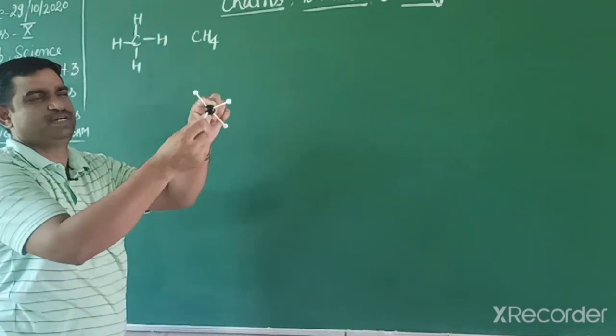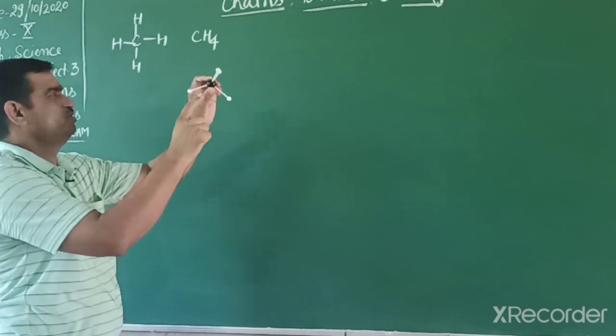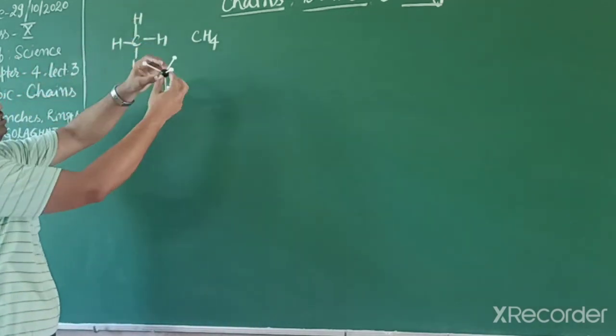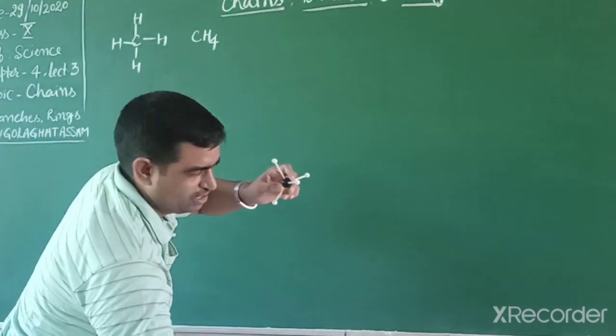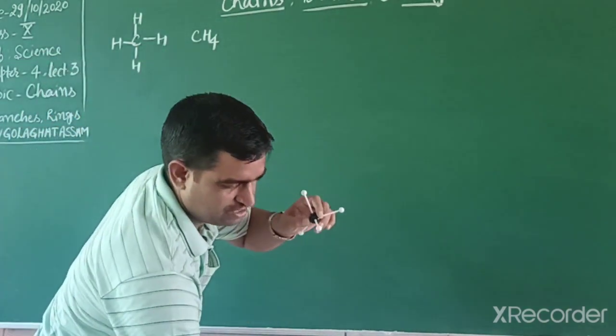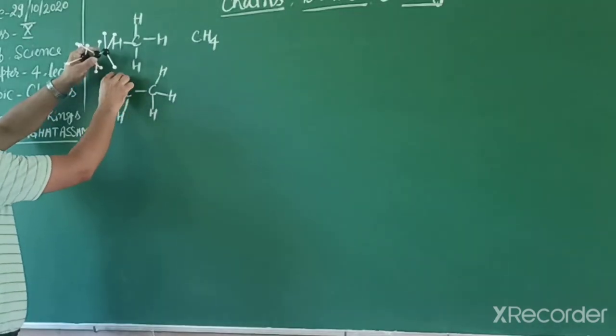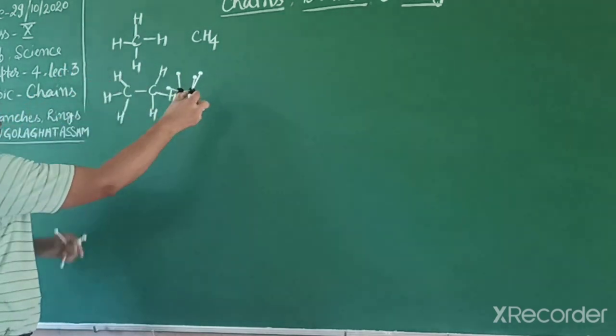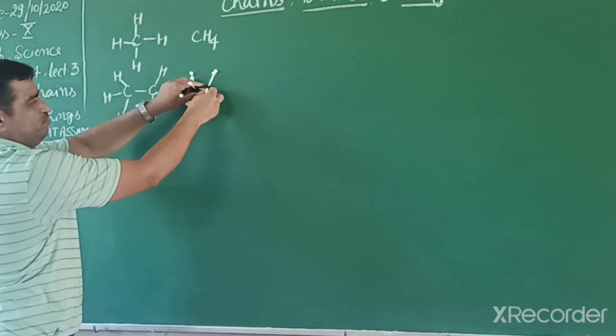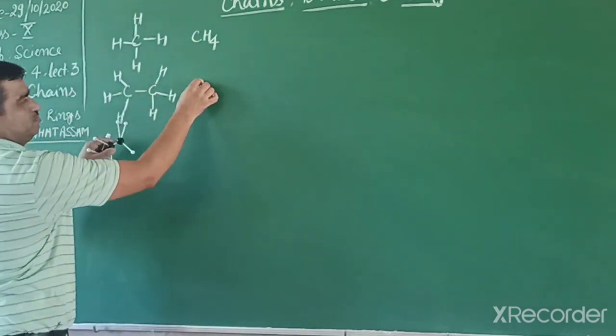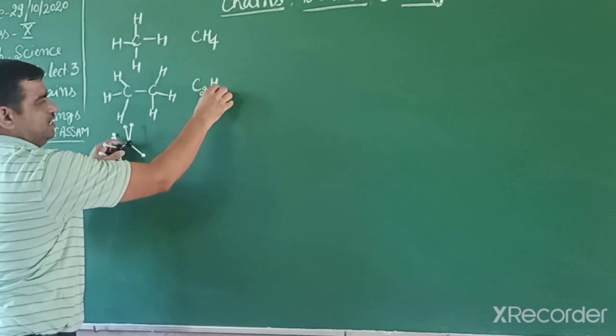Students, how can it make a chain? We have to remove any one hydrogen out of the 4 hydrogen. If we remove one hydrogen and then add one more carbon, we get this situation. So in this way we can represent 2 carbon attached like this. Its molecular formula, how can we write? C2H6.